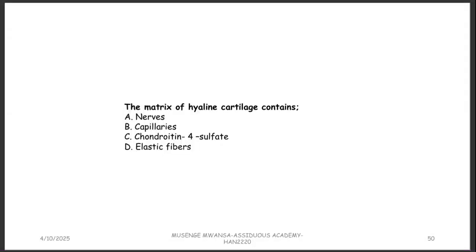The matrix of hyaline cartilage contains capillaries, nerves, chondroitin sulfate, elastic fibers. The matrix. Okay, this is even about cartilage. But matrix should contain ground substance and protein fibers. And hyaline contains collagen and extracellular matrix, of course, chondroitin sulfate is going to be part. So that is going to be the answer.